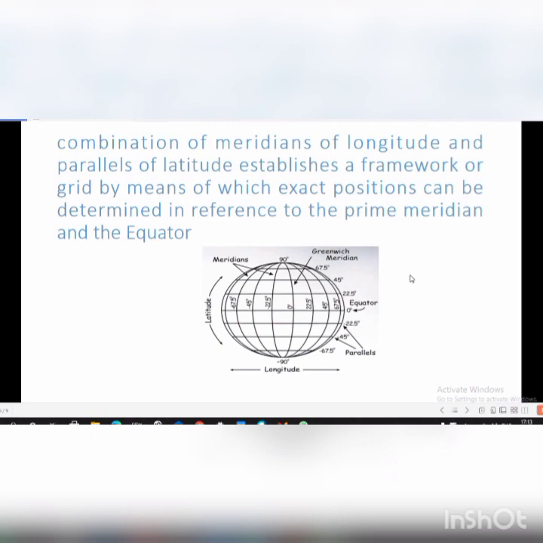For example, Dhubri in Assam is situated at 26 degrees north latitude and 90 degrees east longitude. Find out the point where these two lines cut each other. The point will be the location of Dhubri.